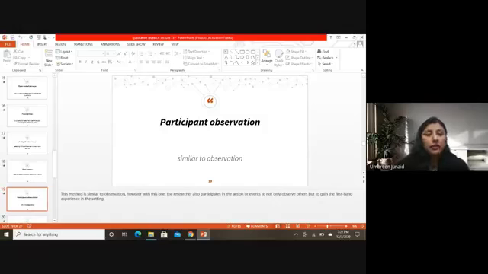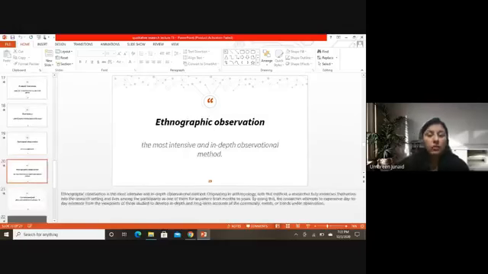The next is ethnographic observation. Ethnographic observation is almost like participant observation. This is the most intensive and in-depth observational method. What happens in this is, ethnographic observation is the most intensive and in-depth observational method originating in anthropology.